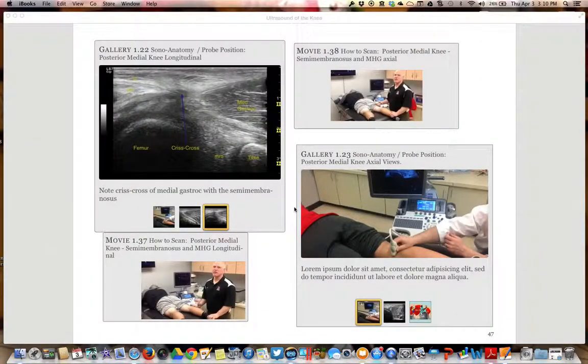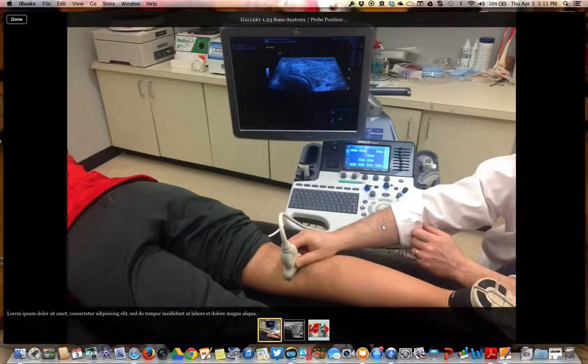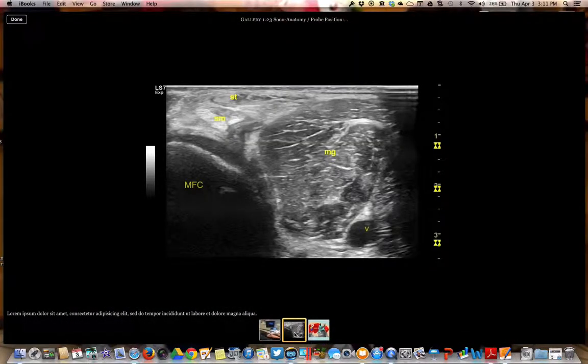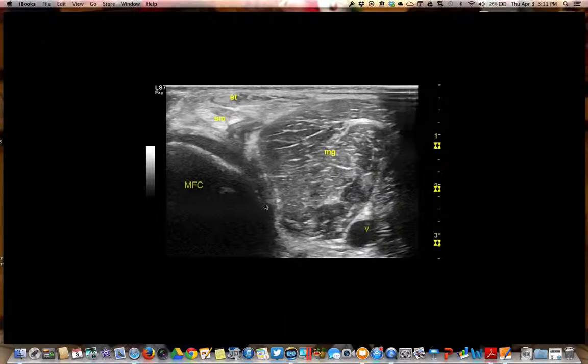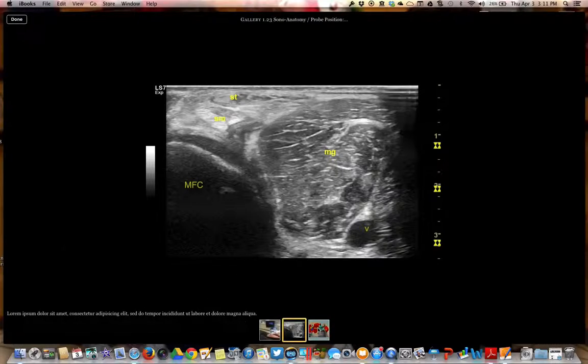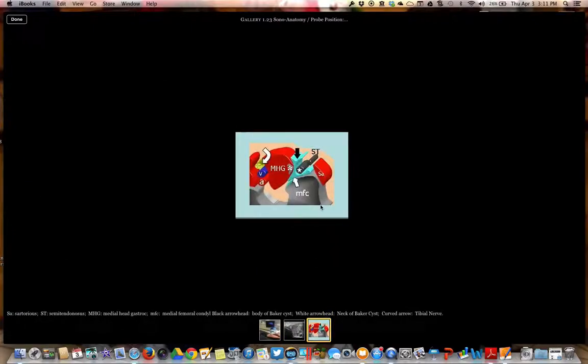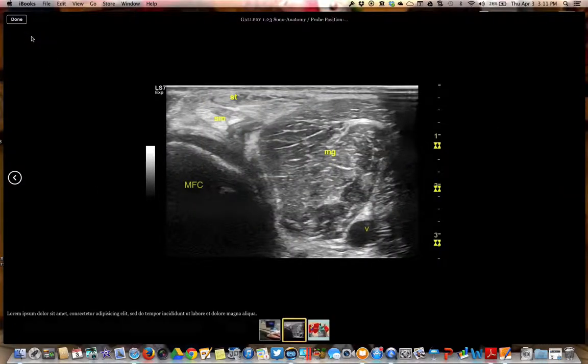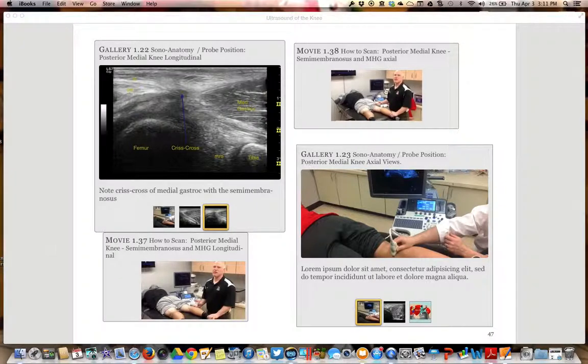Let's look at this in a short axis approach, looking at the sonoanatomy first. Position: semitendinosus, semimembranosus, medial femoral condyle, medial head of the gastroc. The cyst would come up in between in this zone. And here's a blown up view schematic of this. The same things: semitendinosus, semimembranosus, medial head of the gastroc. Let's review how to scan this way.